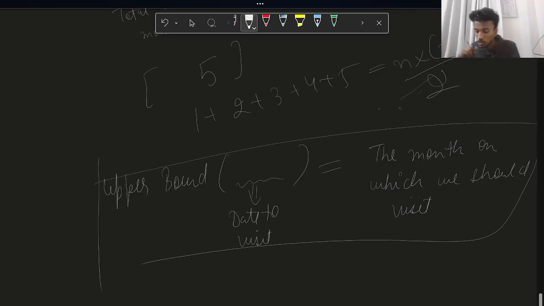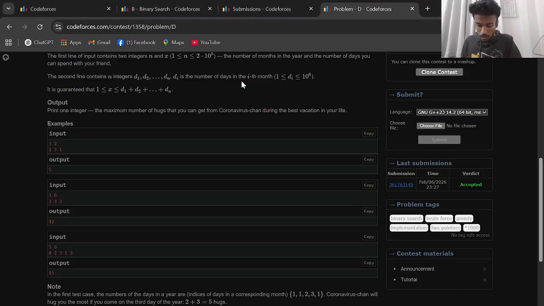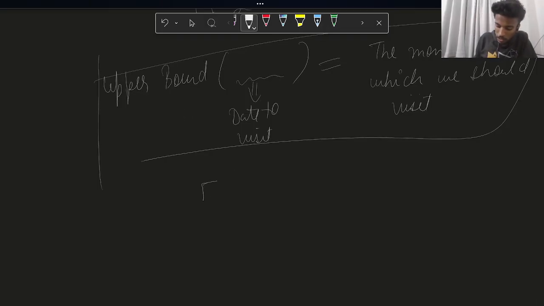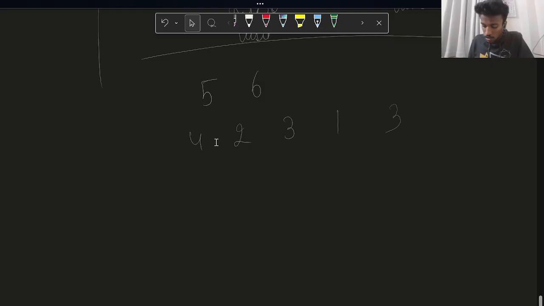So this is what we want. Like we will calculate the upper bound of the date we want to visit. So this will give us the month on which we should visit. So let's see how this is working. It is only the implementation part. The logic is mainly the same. The implementation is quite difficult here. I won't say difficult. It is only a single for loop, but thinking it is quite difficult.